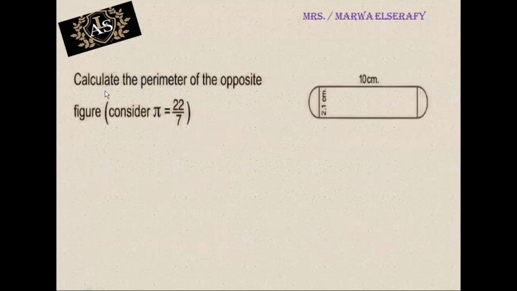The last one. Calculate the perimeter of the opposite figure. What is the meaning of perimeter? Perimeter is the outline of the shape. In here he gave me this, it's like a triangle. This side is 10 centimeter, and this is 10 centimeter also.